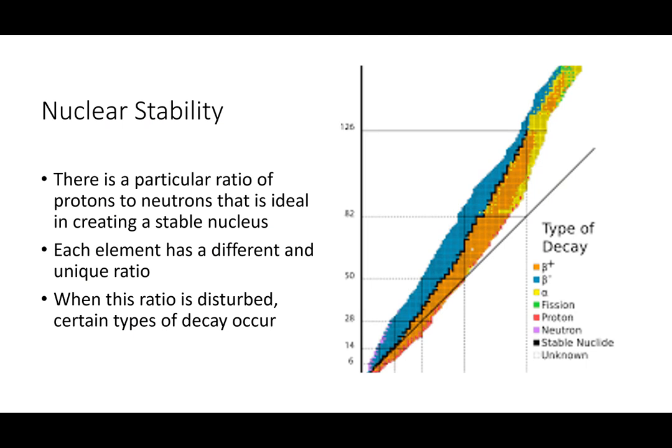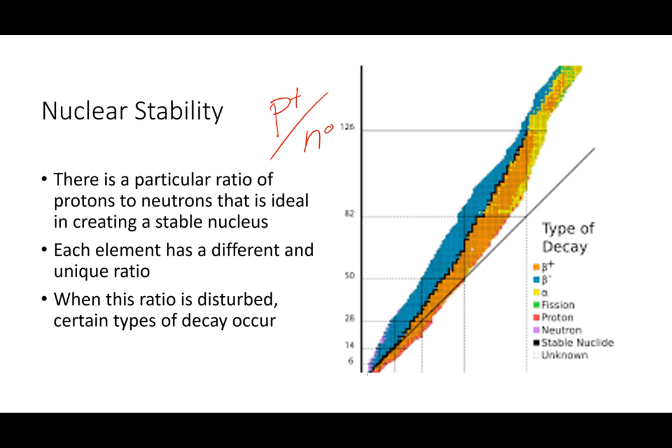Let's talk about nuclear stability. There's a particular ratio of protons to neutrons that's ideal in creating a stable nucleus. If you remember that simulation that we did a few weeks ago, certain nuclei can become unstable if this ratio of protons to neutrons is off. So there is some particular ratio that's necessary. Each element has a different and unique ratio, and when this ratio is disturbed, certain types of decay can occur.